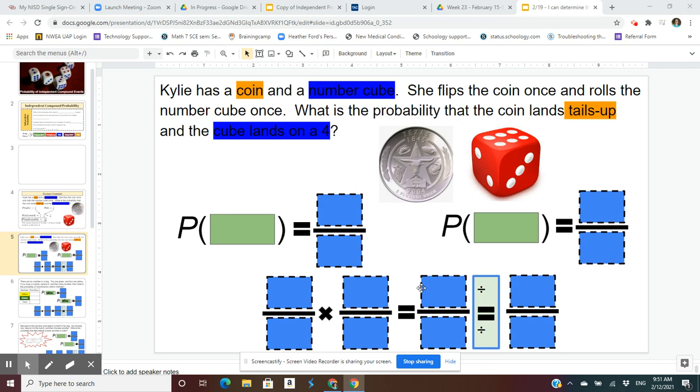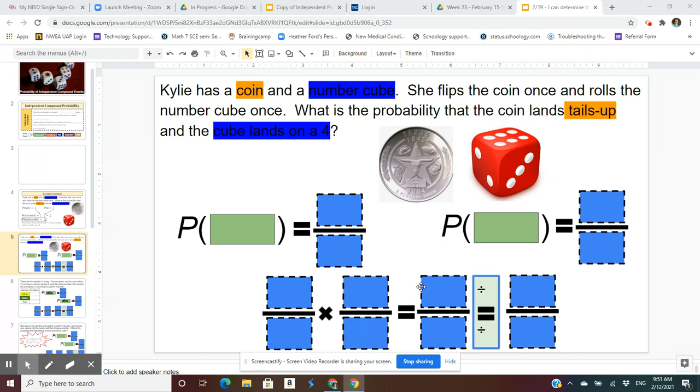Hi everybody, today I'd like to talk to you about the probability of independent compound events. And I have an example for us to go through. It says Kylie has a coin and a number cube. She flips the coin once and rolls the number cube once. What is the probability that the coin lands tails up and the cube lands on a 4?